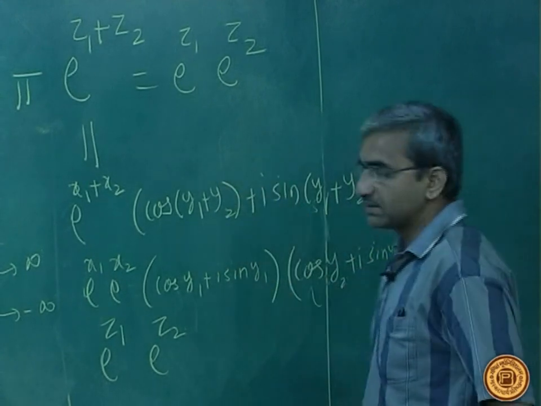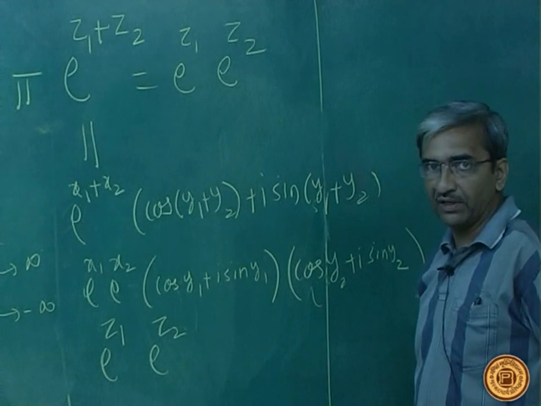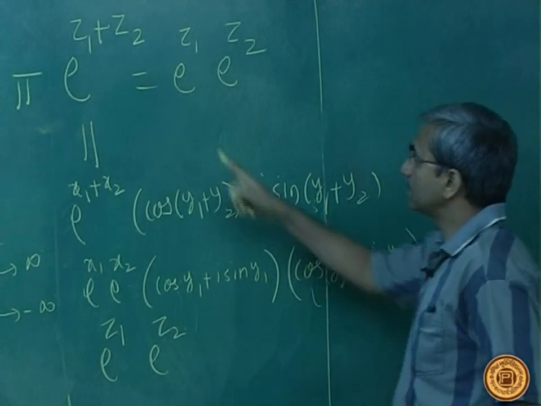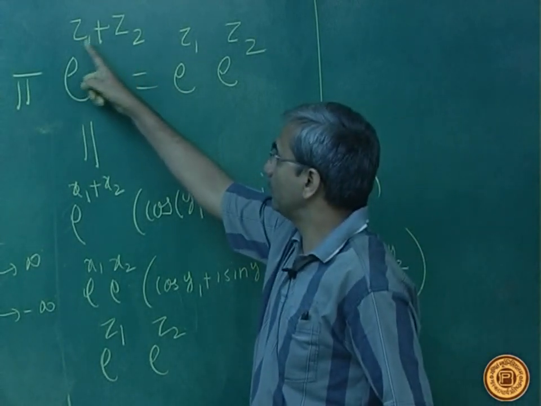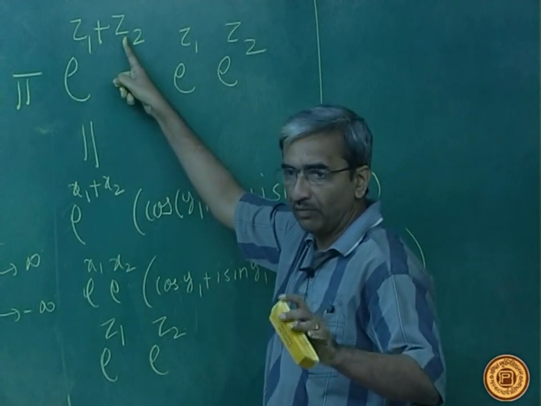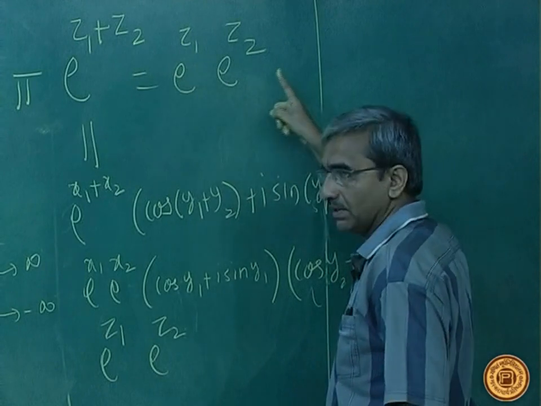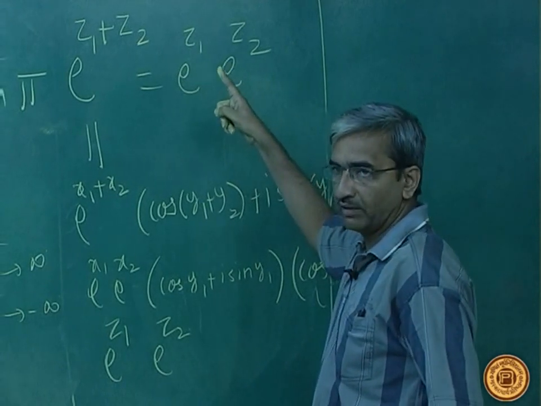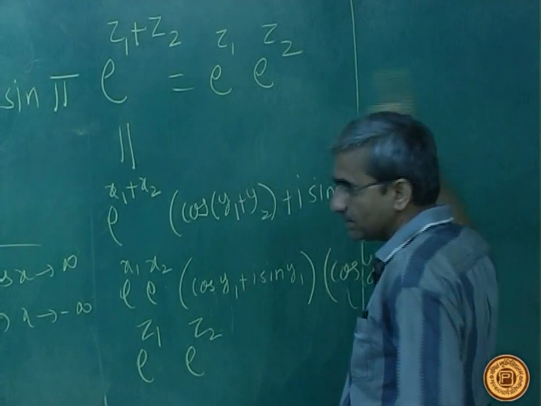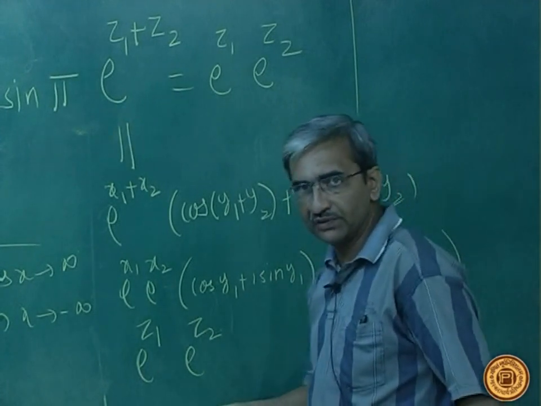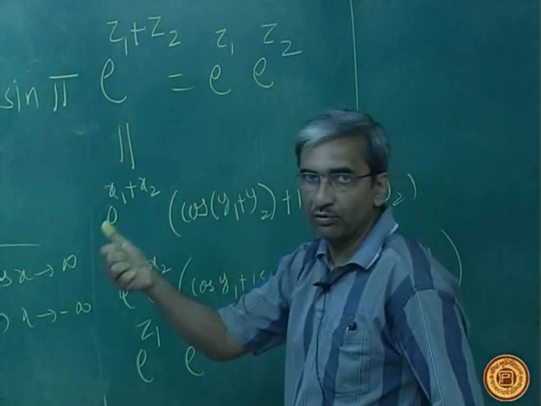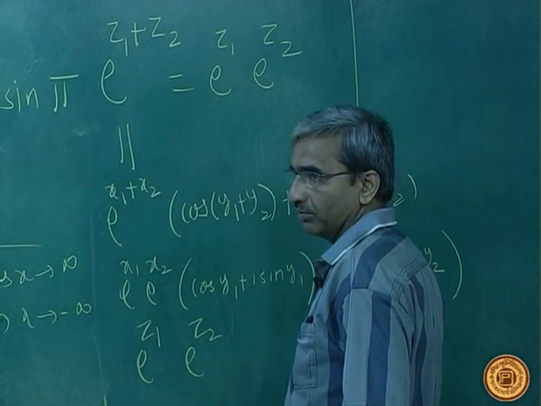This can be expressed in group theoretic language. That means z1 plus z2, that is the additive group of complex numbers, and the non-zero complex numbers form a group under multiplication, and then the exponential function is a group homomorphism from the additive group of complex numbers to the multiplicative group of non-zero complex numbers.